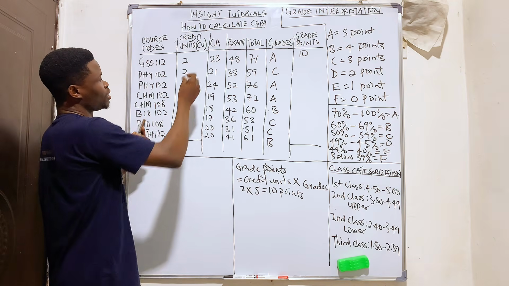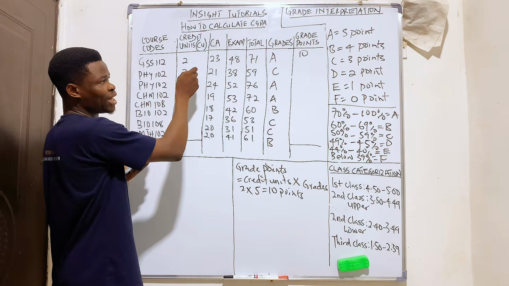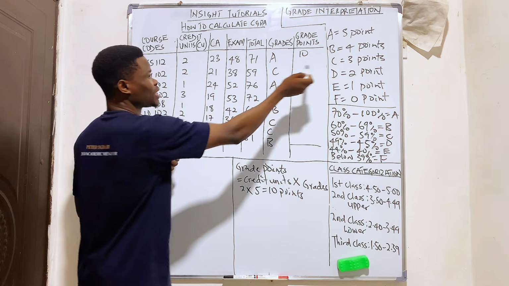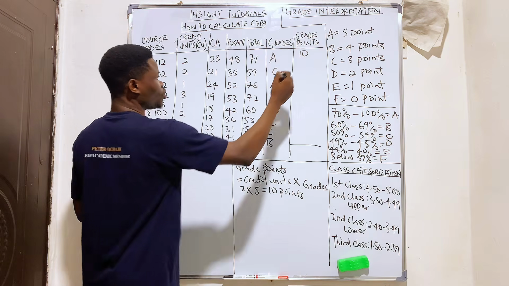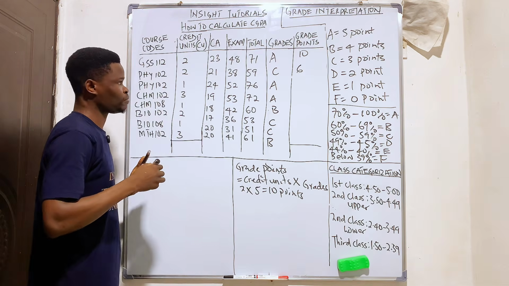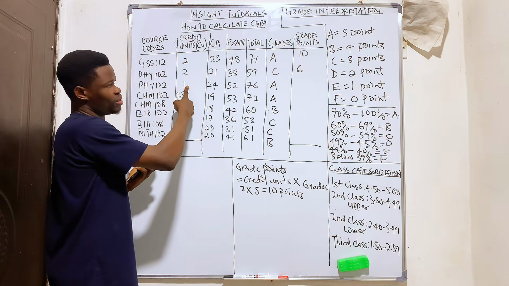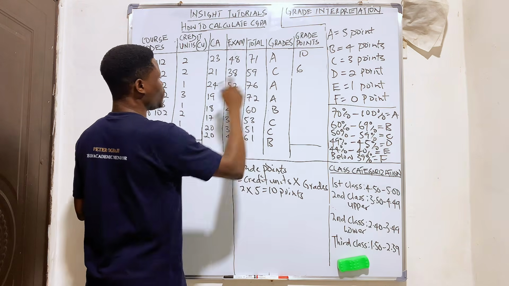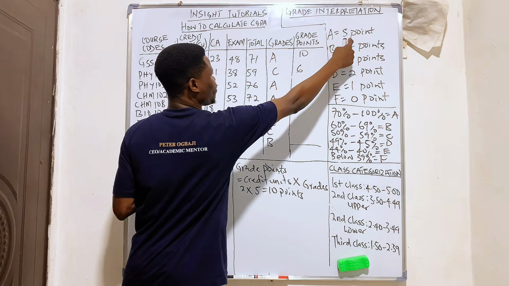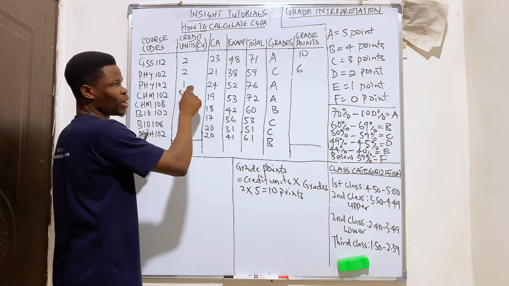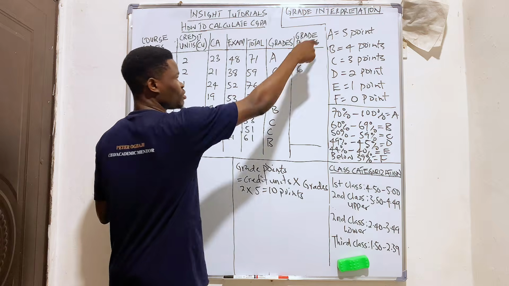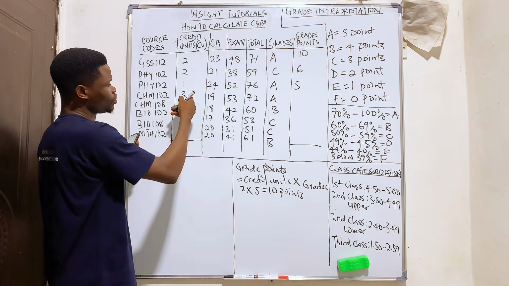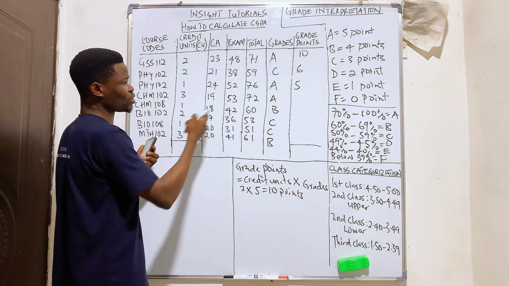Now this is a 2 credit unit physics, and the student had a C. A C is equivalent to 3 points. So it's going to be 2 times 3, which is what? 6 points. This is just a 1 credit unit, and the student had an A. What is the equivalence for A grade? It is 5 points. So it's going to be 5 times 1. The credit unit times the grades in terms of its points. So this is 5.